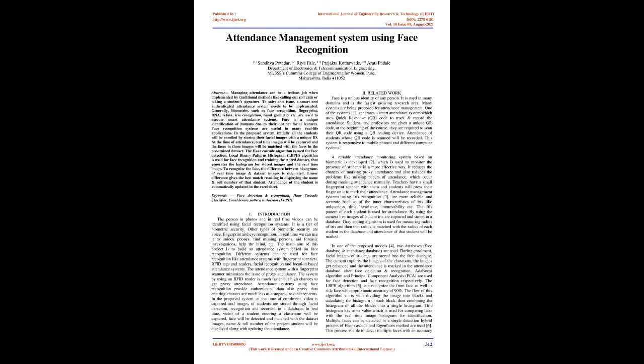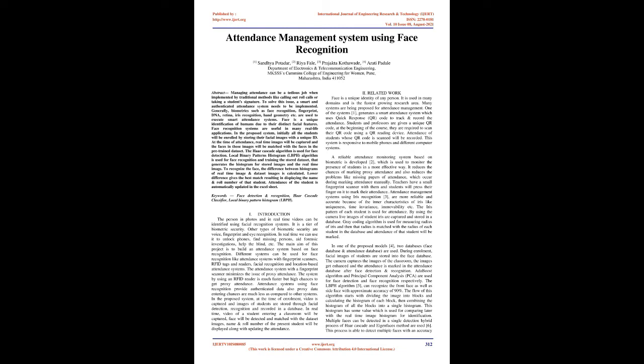The Local Binary Patterns Histogram, LBPH, algorithm is used for face recognition and training the stored dataset, that generates the histogram for stored images and the real-time image. To recognize the face, the difference between histograms of the real-time image and dataset images is calculated. Lower difference gives the best match, resulting in displaying the name and roll number of that student. Attendance of the student is automatically updated in the Excel sheet. Keywords: face detection and recognition, Haar Cascade Classifier, Local Binary Pattern Histogram, LBPH.